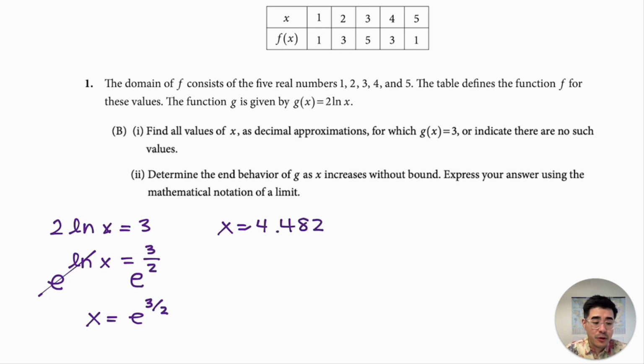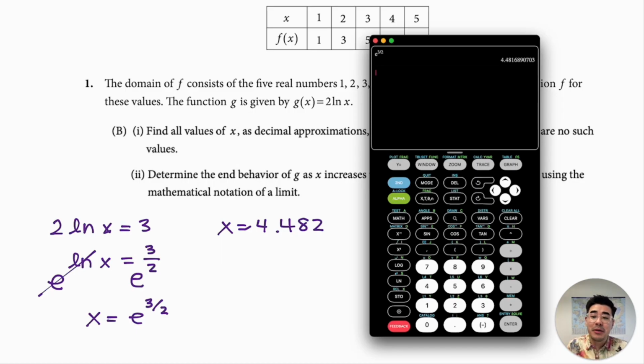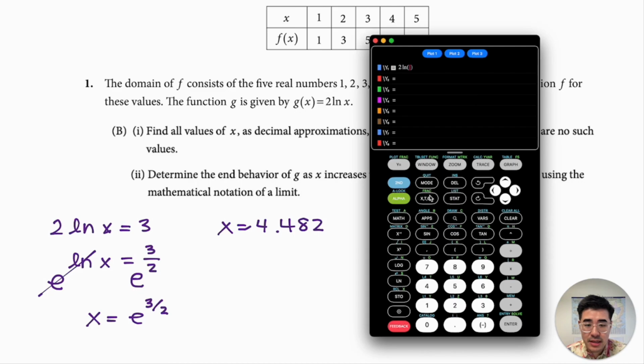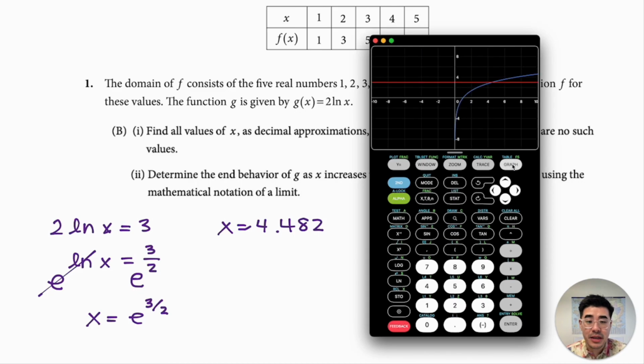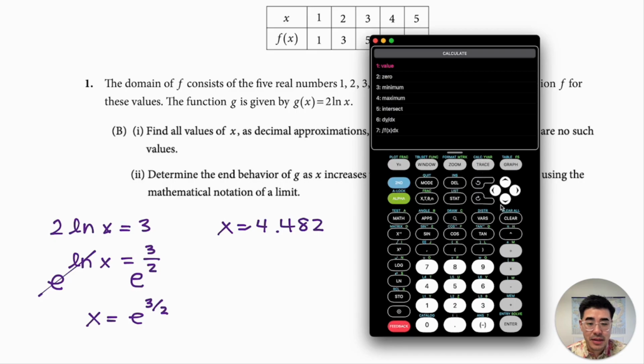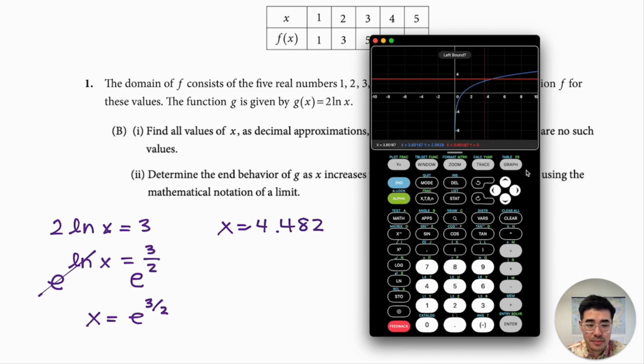Now, let's say for whatever reason you're freaking out and can't remember how to actually solve an ln equation and get a decimal and don't remember that it's e to the 3/2 power. Another thing that you can do is you can just graph the function, so 2 ln x, and then we're going to graph y2 is equal to 3. Then we're going to hit graph. So this is our ln function right here. That's y equals 3. Then we're going to go second calc, and then we're going to find the intersection.